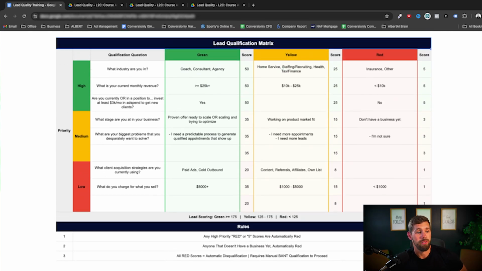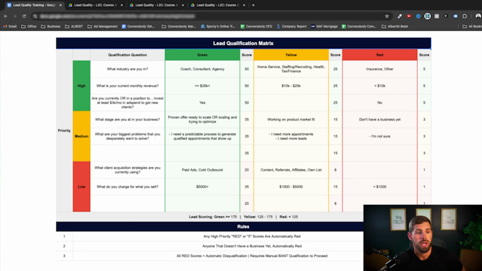Now we have, what is your current monthly revenue? Where does that fall? This is our budget question, okay? The first question is, do you fit within our candidate profiles? Meaning, do you have a need? Do you have the ability to make the decision to work with us, etc.? The budget question, what is your current monthly revenue?